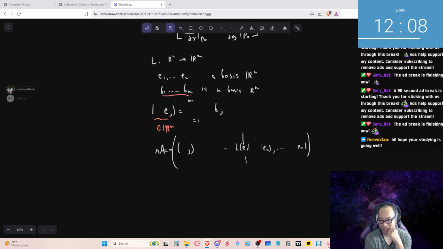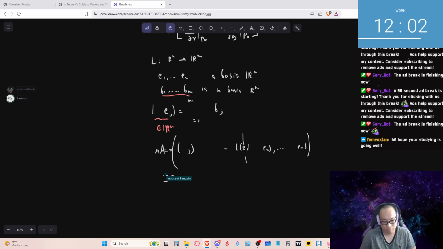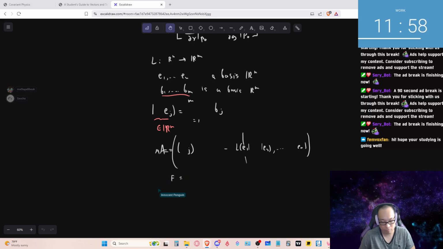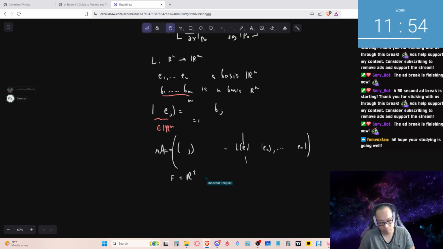So we have g of f, which is which map? I mean, it's probably just the f I should write. F of p0 does go from R2 to R.